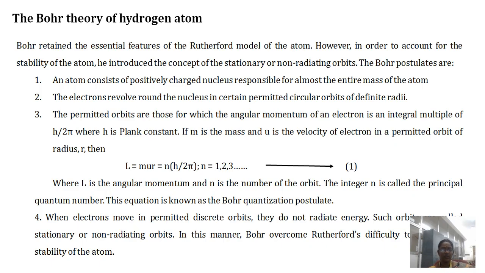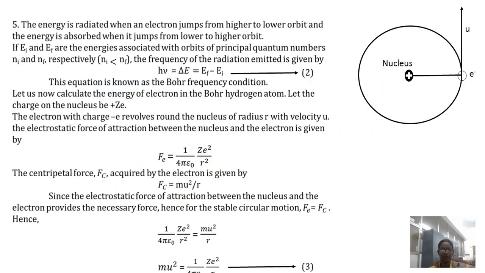When electrons move in permitted discrete orbits, they do not radiate energy. Such orbits are called stationary or non-radiating orbits. Bohr overcame Rutherford's difficulty to account for stability of an atom. The energy is radiated when an electron jumps from a higher to a lower orbit, and the energy is absorbed when it jumps from a lower energy level to a higher energy level of an orbit.